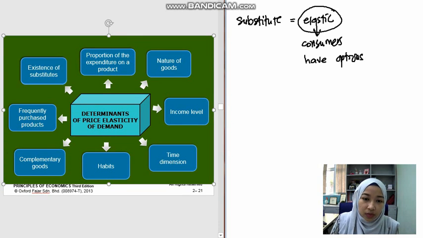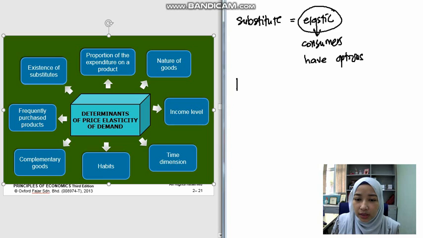For the nature of goods, we are talking about whether the good is a basic necessity good, or a luxury good or inferior good, and so on. For basic necessity goods, the closest example is food. That is a basic necessity. So for that kind of product, I put here basic necessity.